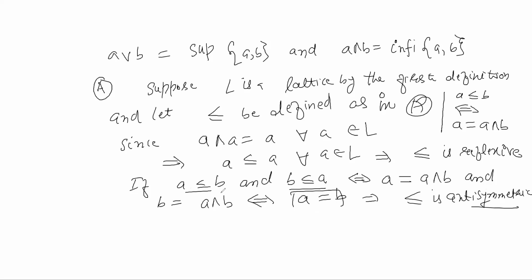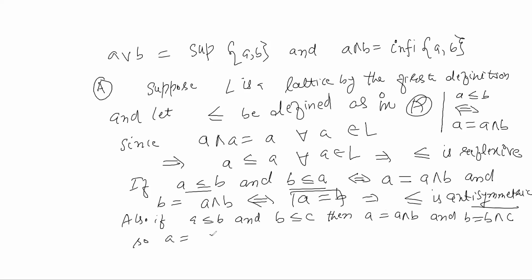Now finally, also if A is less than or equal to B and B is less than or equal to C, then by definition A equals A meet B and B equals B meet C. So A, which is A meet B, which is A meet B meet C, and since the meet operation is associative, A meet B meet C is A meet C. So A equals A meet C. So this is if and only if you have A less than or equal to C.